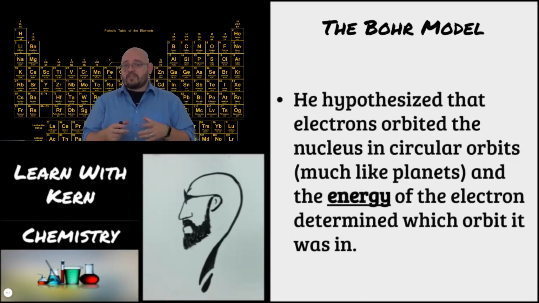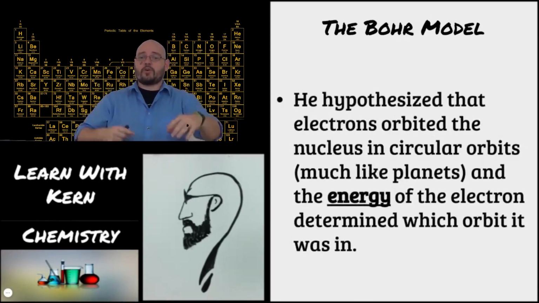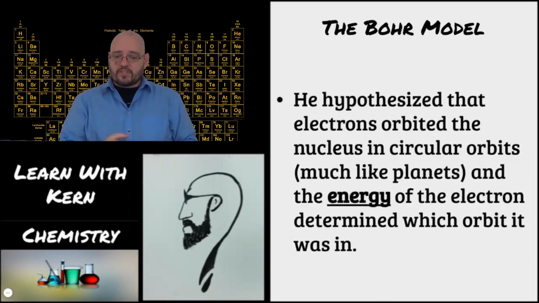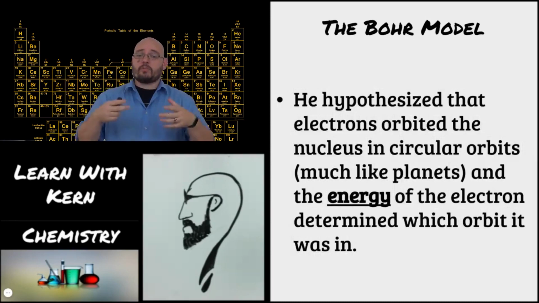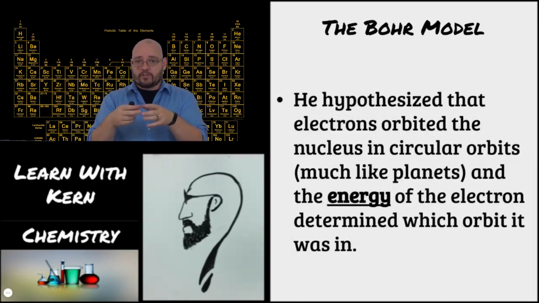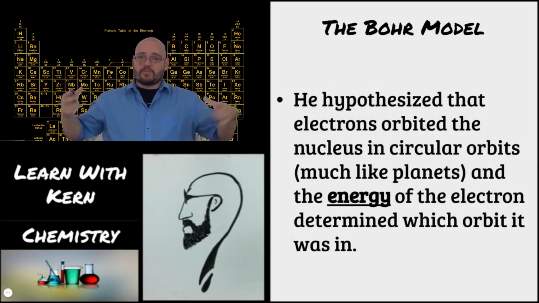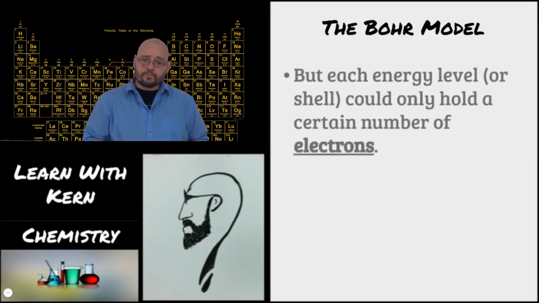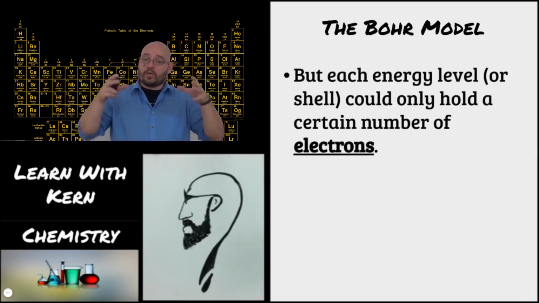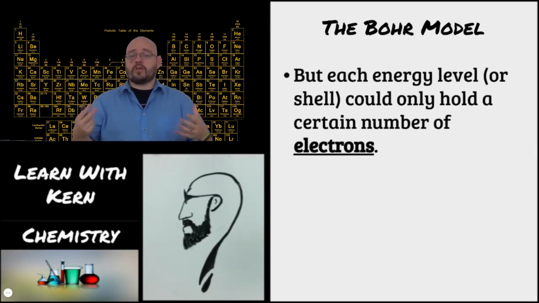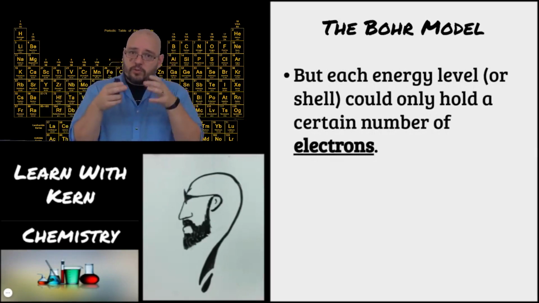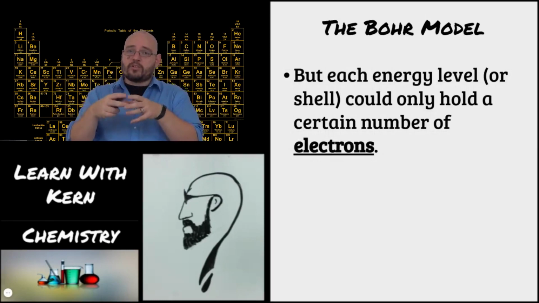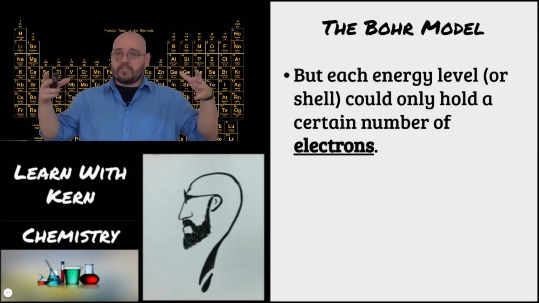He hypothesized that electrons would orbit the nucleus in circular orbits, much like the planets orbit the sun, and that the energy of the electron was determined by which orbit it was in. Lower energy was closer to the nucleus, higher energy was farther away from the nucleus. Now, each energy level or energy shell could only hold a certain number of electrons. Closer to the nucleus, it could only contain a small number of electrons, and as you got farther away, you could contain more.